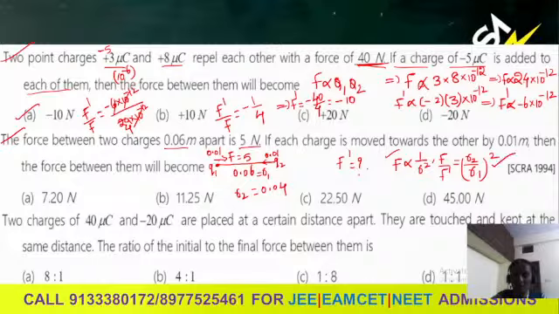Now substitute here. So I can write 5 by F dash is equal to 0.04 by 0.06 whole square. Taking separation, yes, Syed Ayas. Good evening, Syed.